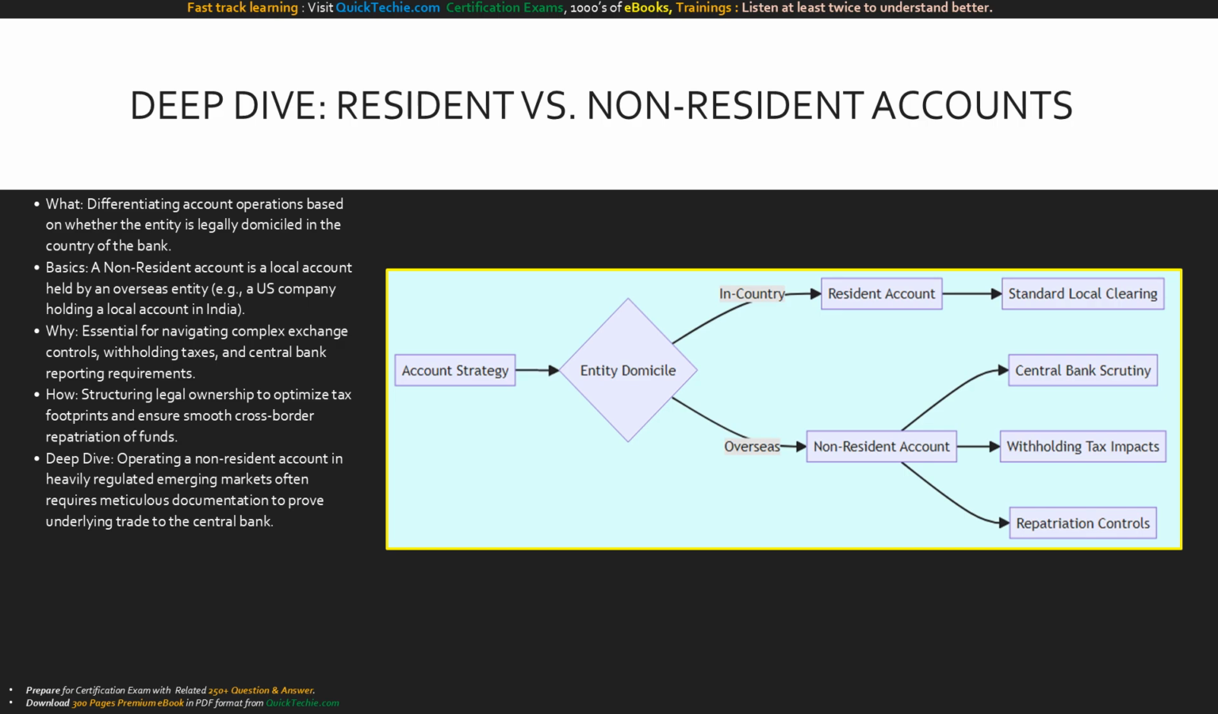This flow diagram highlights the divergence in regulatory treatment based on entity domicile. Starting on the left, the account strategy hits the entity domicile decision point. If the entity is in country, it opens a resident account, which flows easily into standard local clearing. However, if the entity is overseas, it opens a non-resident account. Look at the multiple complex outcomes this triggers: central bank scrutiny, withholding tax impacts, and strict repatriation controls. This visual warns the Treasury architect that cross-border account structures require heavy legal and tax due diligence before implementation.